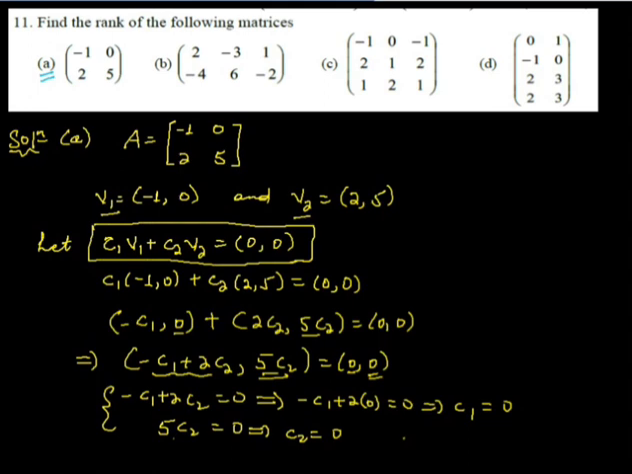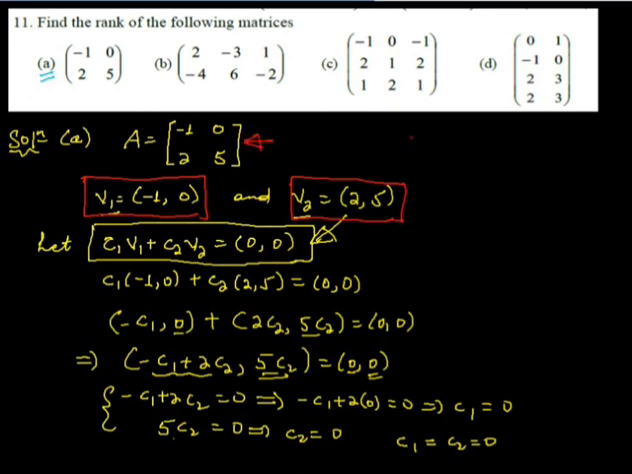Here we observe that both C1 and C2 are 0. Therefore, from the definition of linear independence, we can say that V1 and V2 are linearly independent. We do have two linearly independent vectors from this matrix. Therefore, the rank of this matrix A is 2.